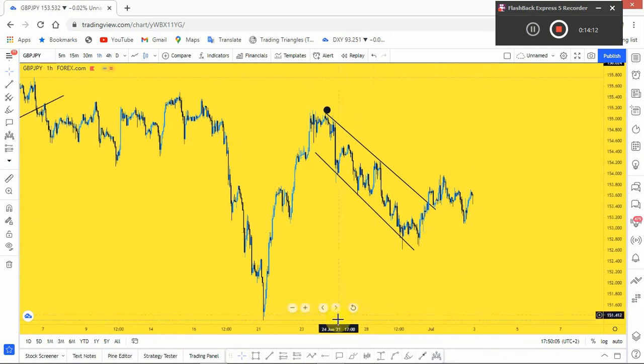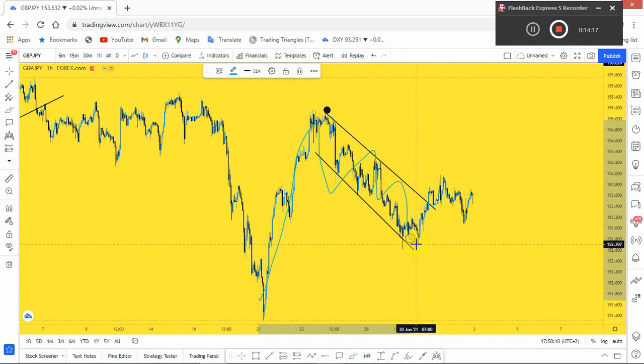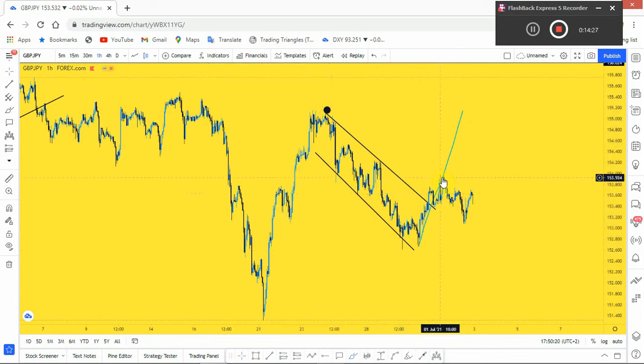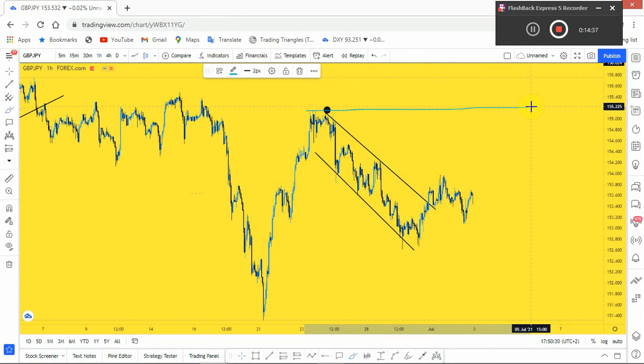Okay, so we can see that this is the impulse move, this is the correction, and now we are expecting an impulse move to the upside. But guys, please note this: the market does not move in a straight line. Even if we know that the market will break this high, I'm 90% sure the market will break this high, but I know that I cannot expect the market to just go boom in 2 hours.